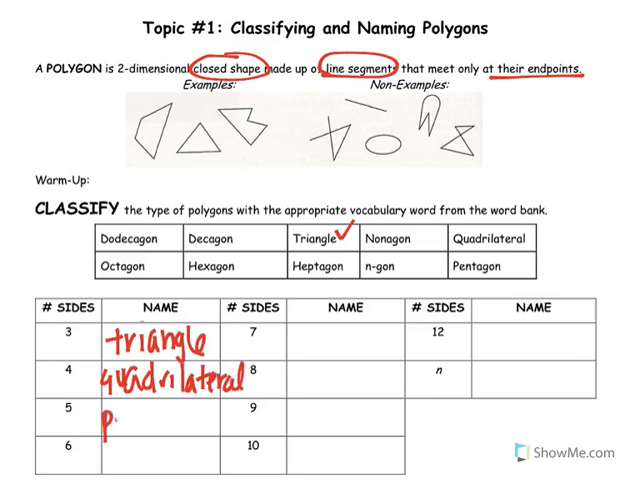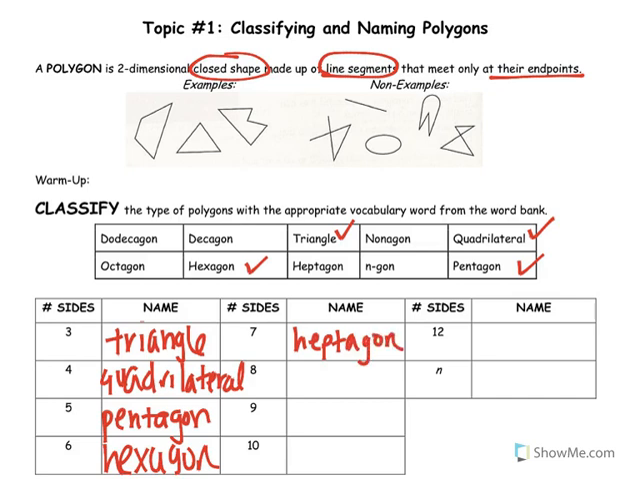A polygon with 5 sides will be a pentagon. You can check them off as we go. 6 sides will be a hexagon. 7 sides is a heptagon. 8 sides is an octagon. 9 sides is a nonagon. 10 sides is a decagon.